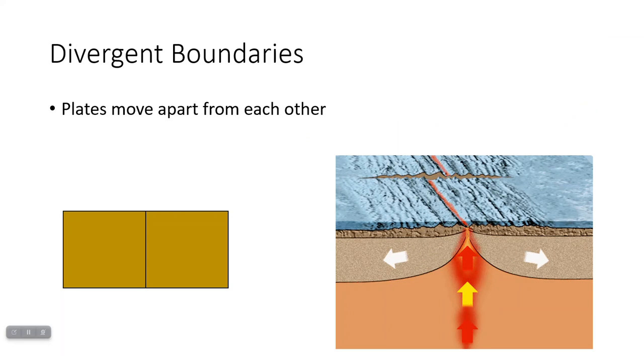A divergent plate boundary happens when two plates are moving away from each other.